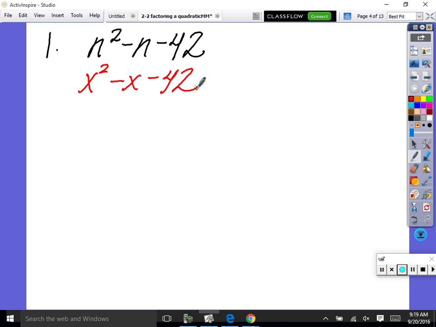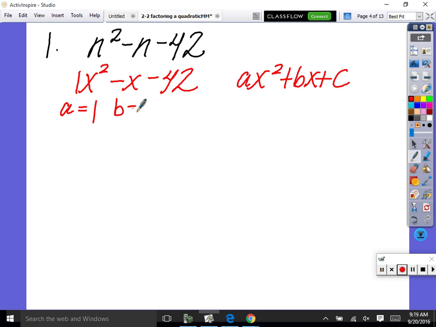Okay, so my first step is, let's read our first step. It says, identify A, B, and C. So we're going to identify A, B, and C. Remember, quadratics have the form ax squared plus bx plus c. So first of all, my A value is in front of x squared. So my A value is a 1, correct? Everybody? If you don't understand, you'll have to make sure you ask.